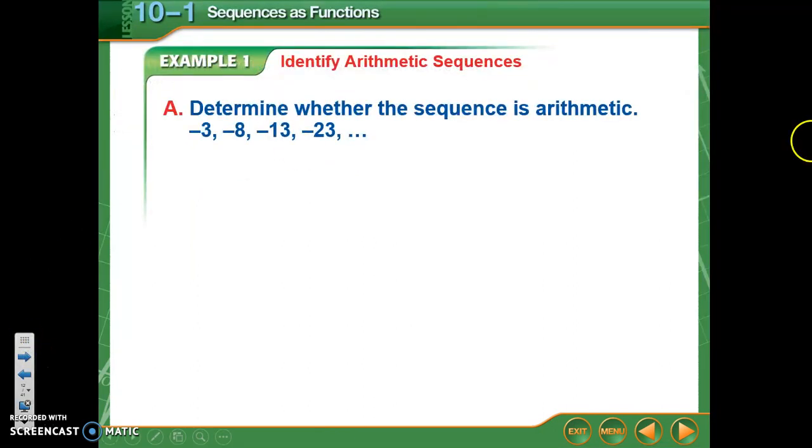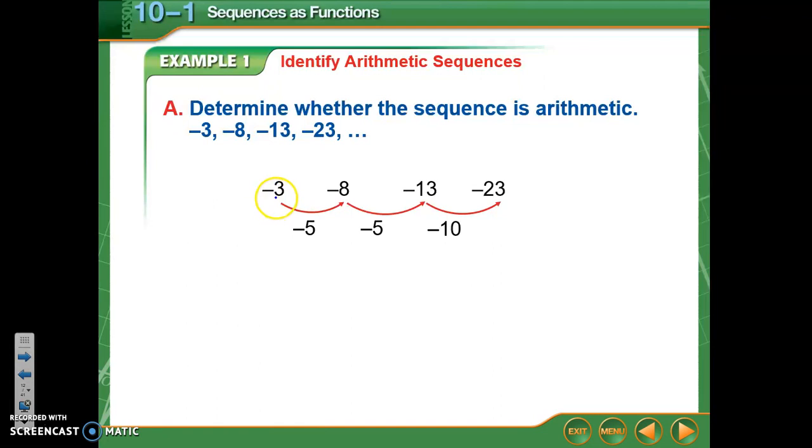So let's look at an example. We're going to figure out whether or not this sequence is arithmetic. Here, to get from -3 to -8, I subtract 5. To get from -8 to -13, I subtract 5. To get from -13 to -23, I have to subtract 10. Since that is not the same as both of these -5s, there's no common difference between my terms, so it is not arithmetic.